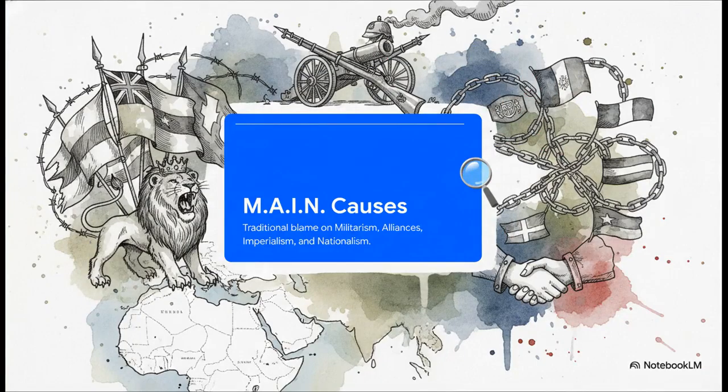We almost always start with the standard textbook narrative, right? Militarism, alliances, imperialism, and nationalism. Historians call these the MAIN causes. And the assumption here is that these four vast structural forces acted like an irresistible tidal wave pushing Europe to war. You've got nationalism creating intense rivalries, imperialism driving competition for colonies, militarism expanding armies, and alliances slicing up the continent. The standard idea is that these sweeping forces made war absolutely unavoidable.